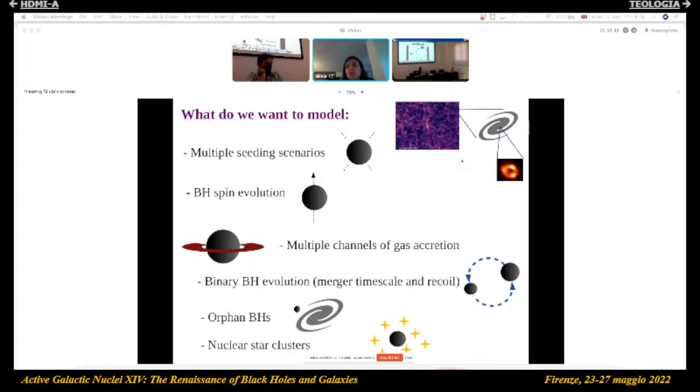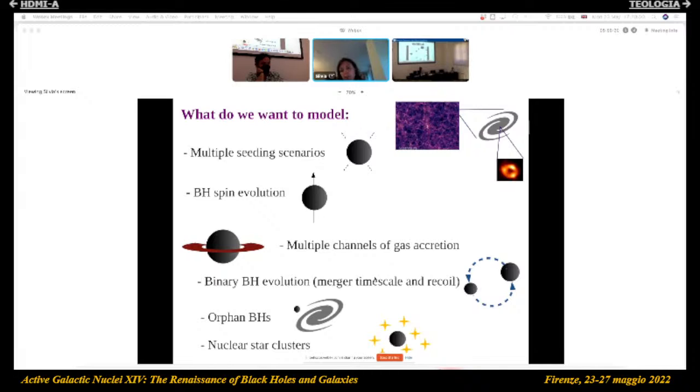But what we want is to also model all the evolution of black holes. There are many things we want to include in this modeling. We want to model different seeding scenarios, the evolution of black hole spins, and different channels for gas accretion, through mergers and secular processes. In particular, for predictions for gravitational wave experiments, we want to model the evolution of binary black holes or even triplets, so the evolution of a three-body system.